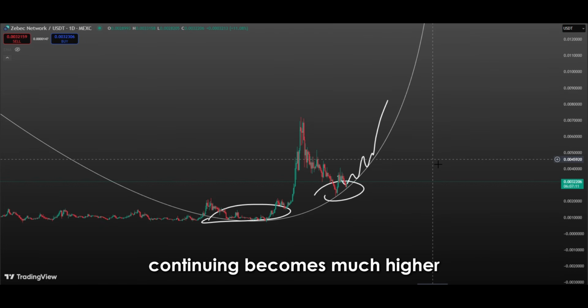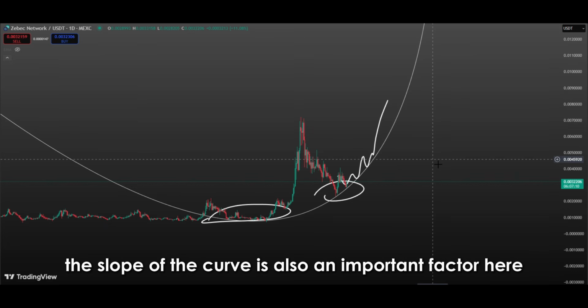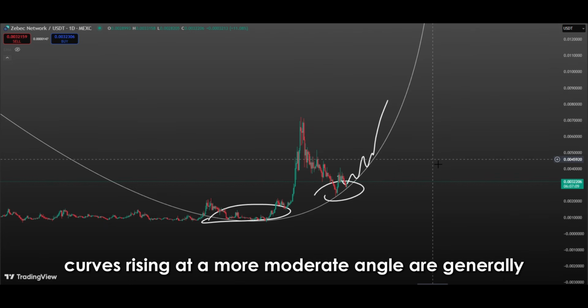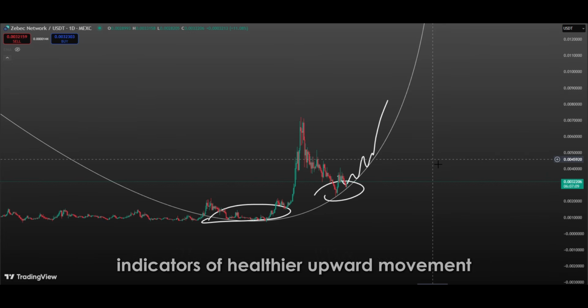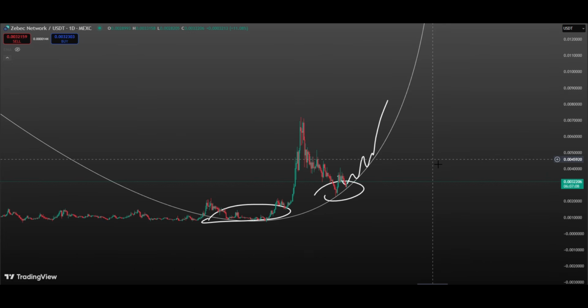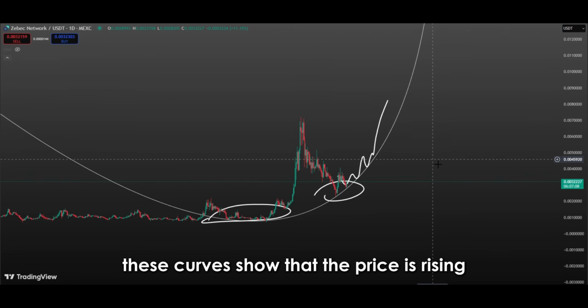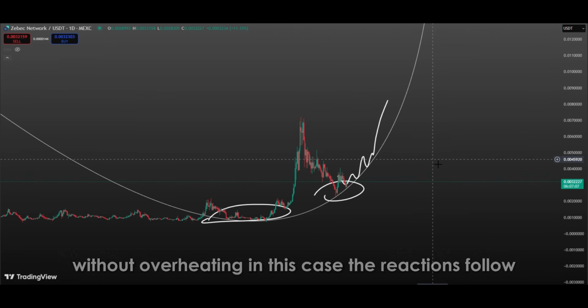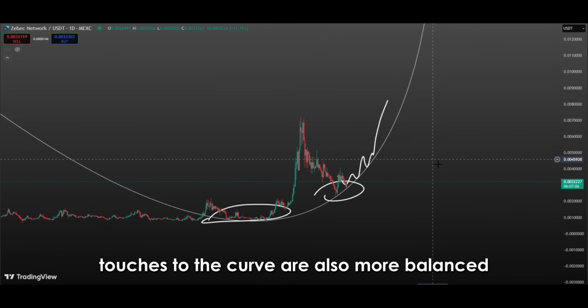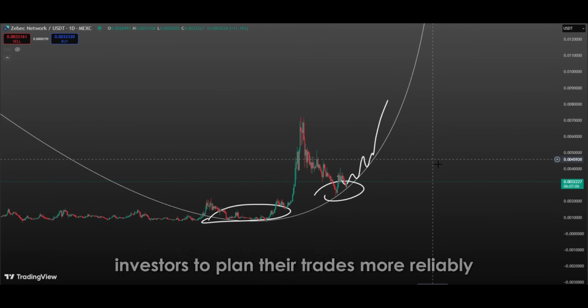continuing becomes much higher. The slope of the curve is also an important factor here. Rather than a steep angle, curves rising at a more moderate angle are generally indicators of healthier upward movements. These curves show that the price is rising within a natural supply-demand balance without overheating. In this case, the reactions following touches to the curve are also more balanced. This allows investors to plan their trades more reliably.